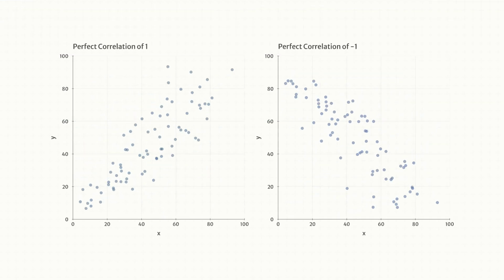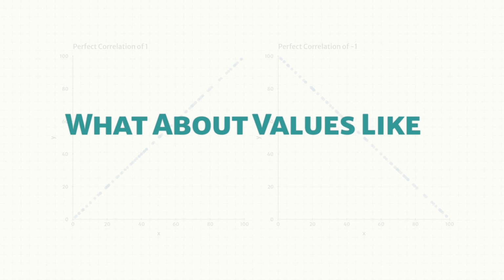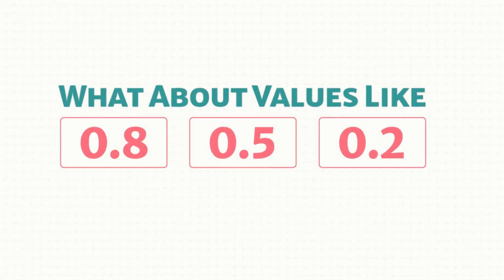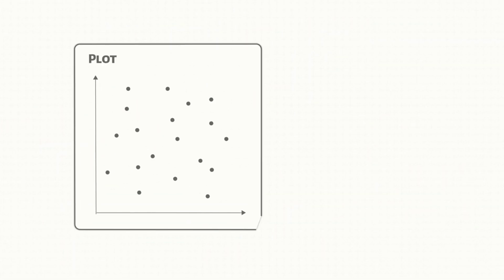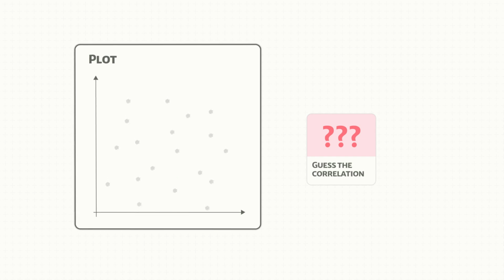Whilst -1 represents a perfect negative linear relationship and 1 a positive linear relationship, the story is less straightforward in the intermediate range. What about values like 0.8, 0.5, 0.2? Do they signify a strong linear relationship too? Now let's do a little exercise where I show you a few plots and you try to intuitively guess what their correlation is. Is it 0.4, 0.2, 0.3? And then I will reveal the answer for each plot I show you.